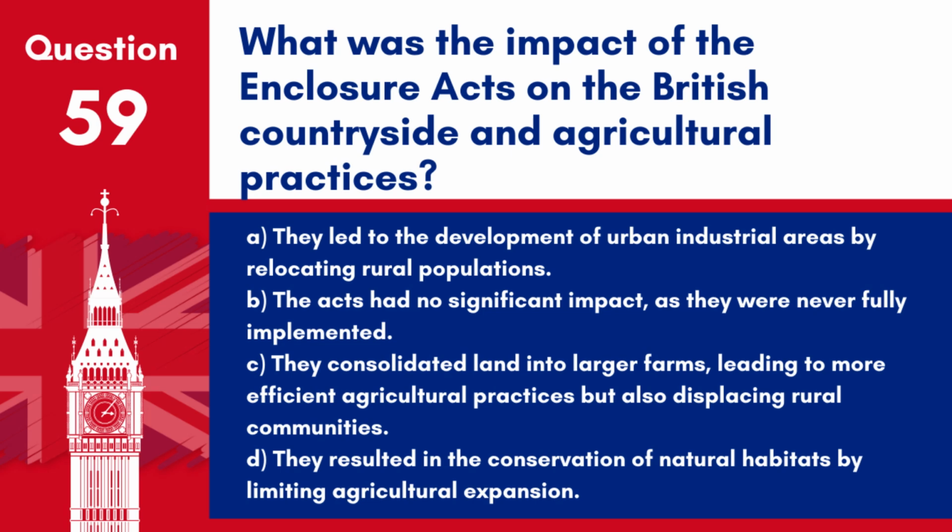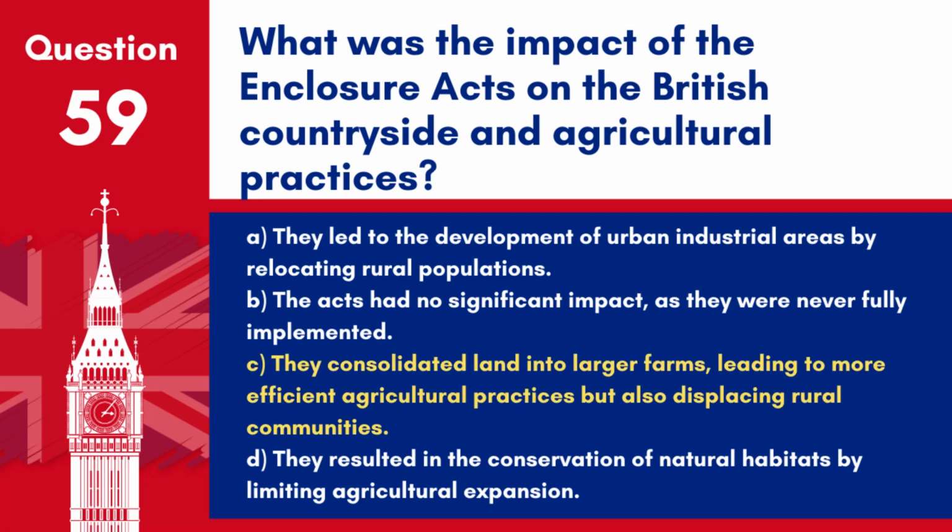A. They led to the development of urban industrial areas by relocating rural populations. B. The acts had no significant impact as they were never fully implemented. C. They consolidated land into larger farms, leading to more efficient agricultural practices, but also displacing rural communities. D. They resulted in the conservation of natural habitats by limiting agricultural expansion.